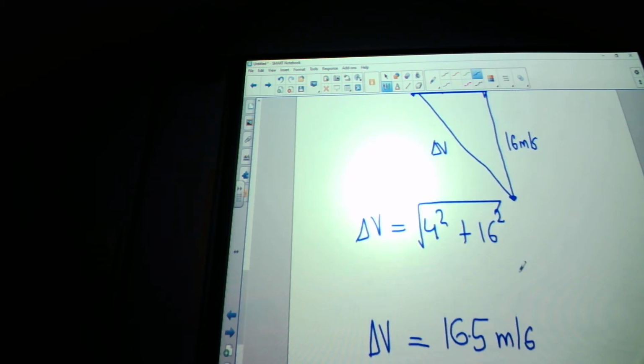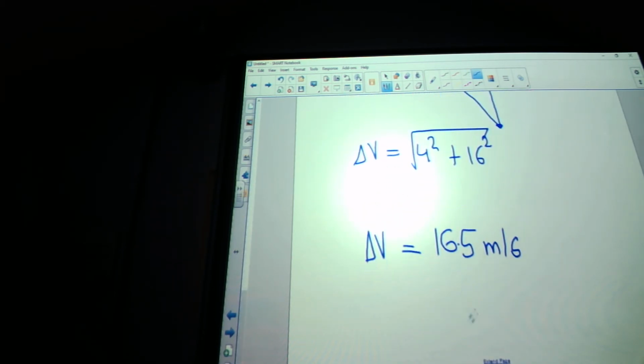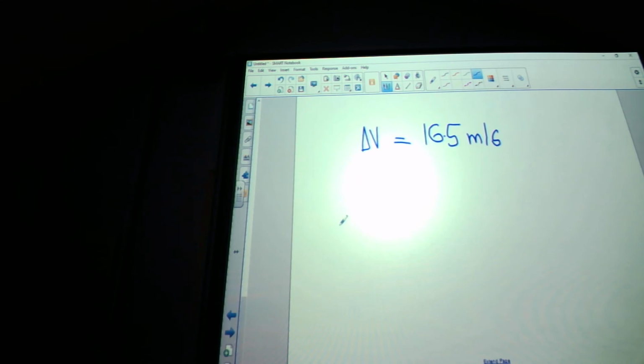So this is the value I got, 16.5, which is the velocity here. Okay. Now I need to find that angle. If I need to find this angle, the angle is the y divided by the x, the theta. Theta has a formula.